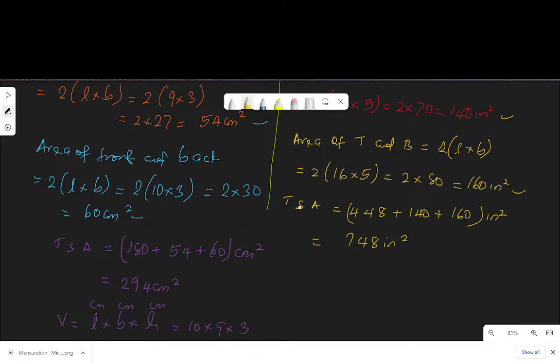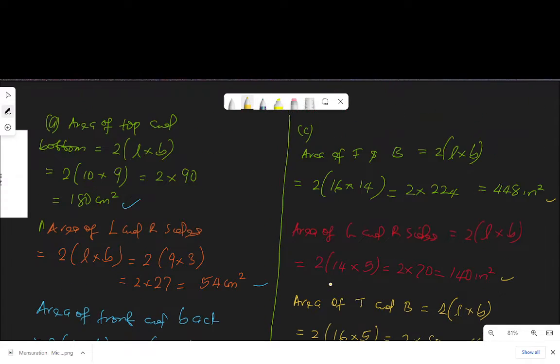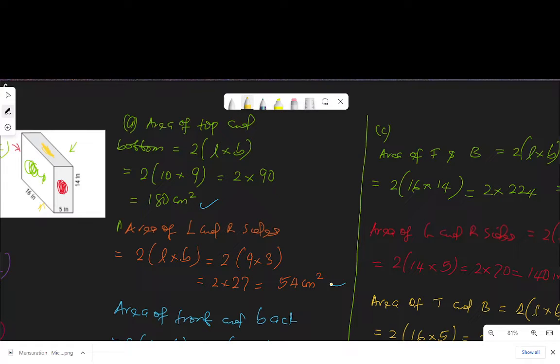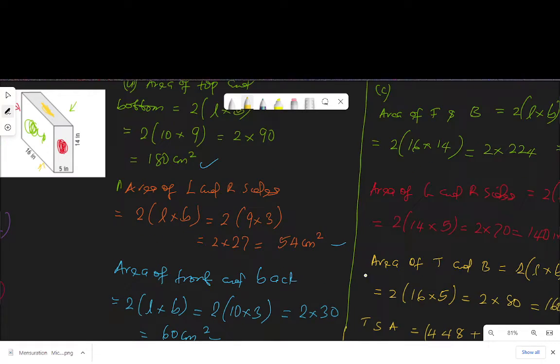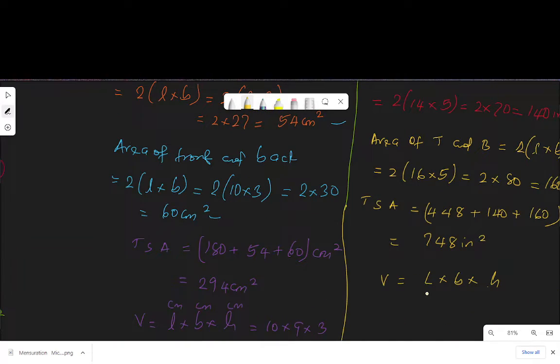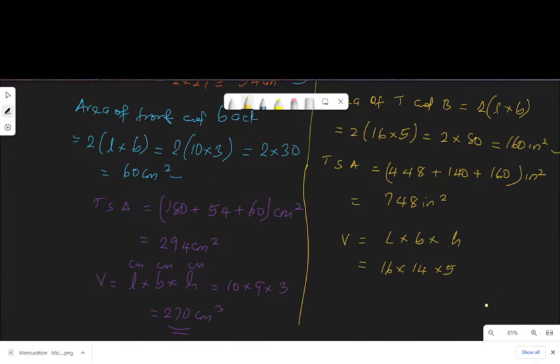And the volume, on the other hand, is V, length times breadth times height. The length of the cuboid is 16 inches, the breadth is 5 inches, the height is 14 inches. So let's plug in those numbers. 16 times 14 times 5. Okay, using the calculator to get that, 16 times 14 then times 5, that is 1120 inches cube as the volume of the cuboid.